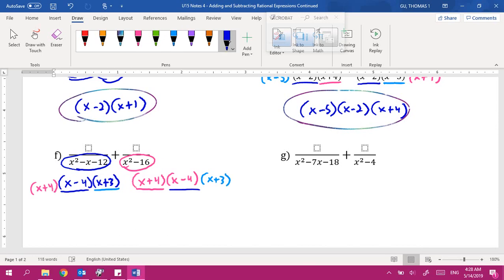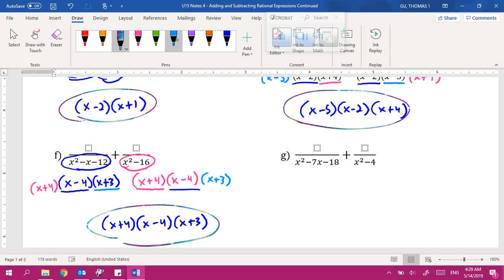So my least common denominator here is going to be x plus 4 times x minus 4 times x plus 3. That's what would make these denominators both the same.